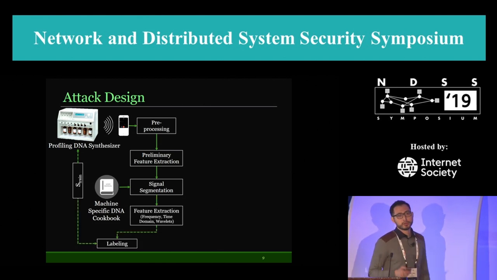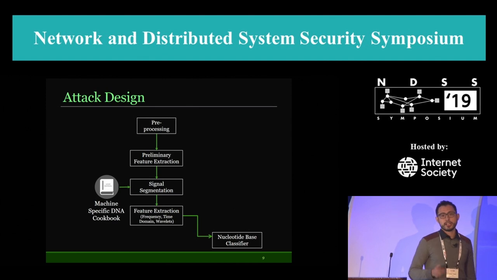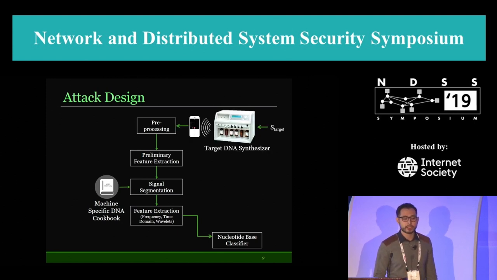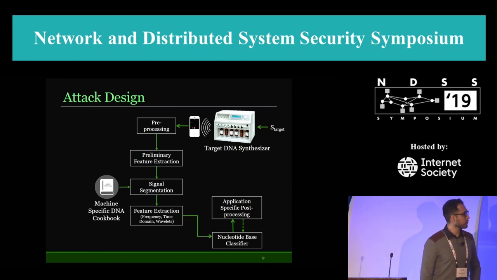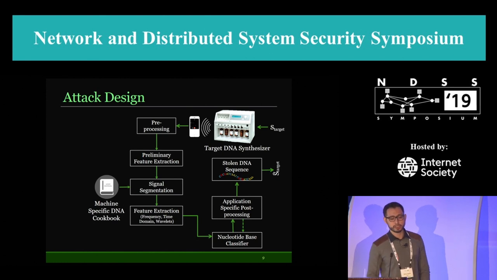Next, we extract features from the time domain and frequency domain, and along with the labels that we know from the training sequence, we train a classifier. Once the classifier converges and reaches good accuracy, the estimation function is virtually ready for the attacker. The attacker can use that to make predictions for the synthesized DNA molecule, and after that, if possible, he can use even some post-processing tools to validate his predictions. And at the end, he will end up with a stolen DNA sequence.